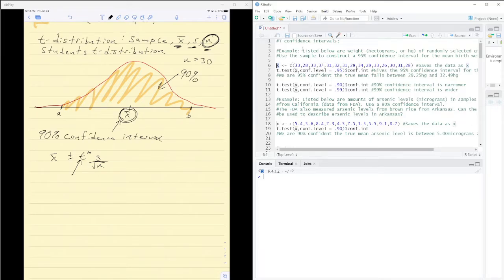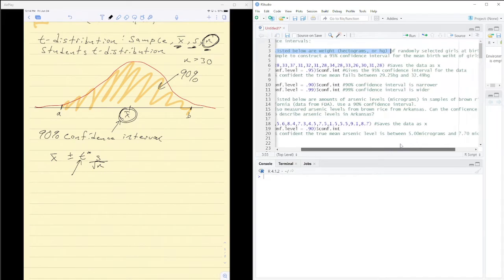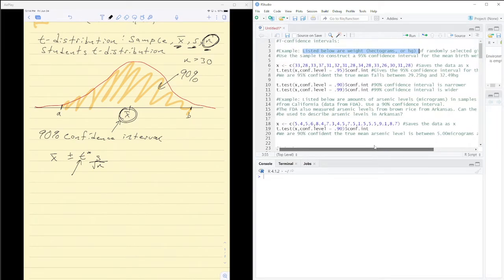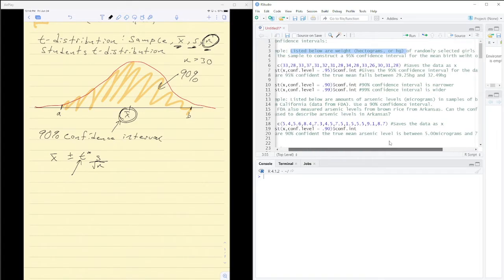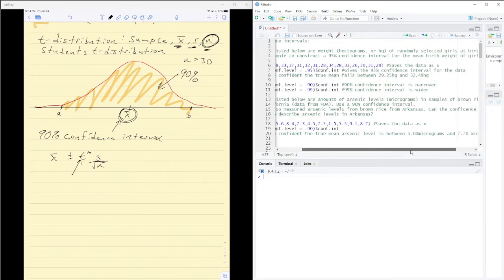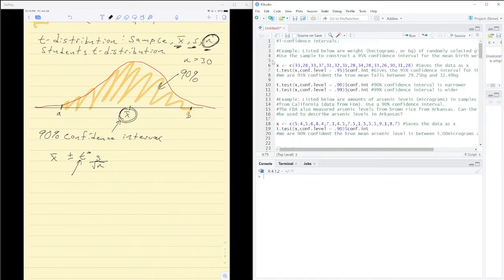So our example listed below is weight in hectograms of randomly selected girls at birth. Use a sample to construct a 95% confidence interval for the mean birth weight of girls. So we create our data. I'm calling it X. So whenever I refer to X, it's referring to all of these numbers.